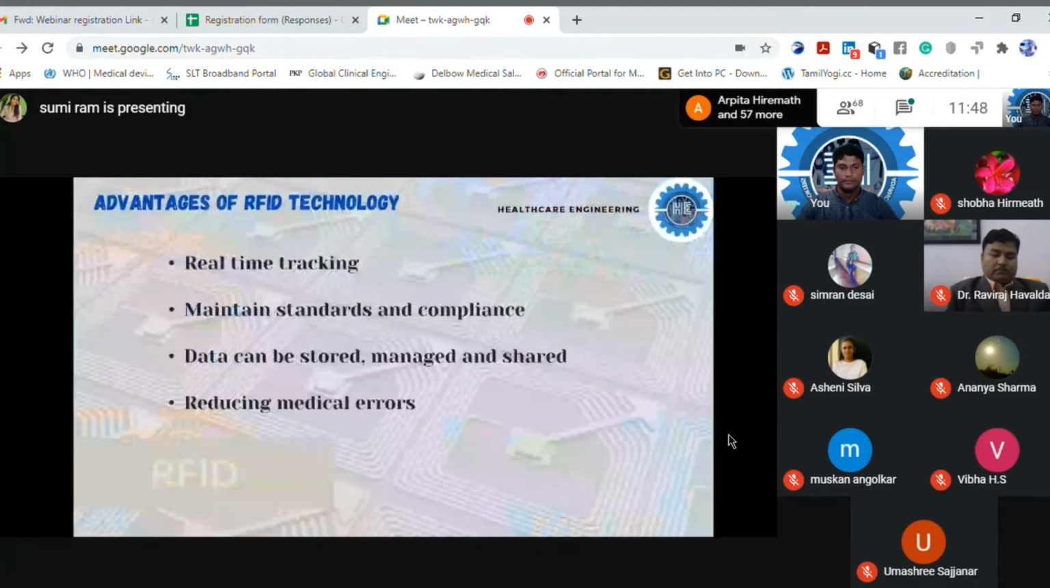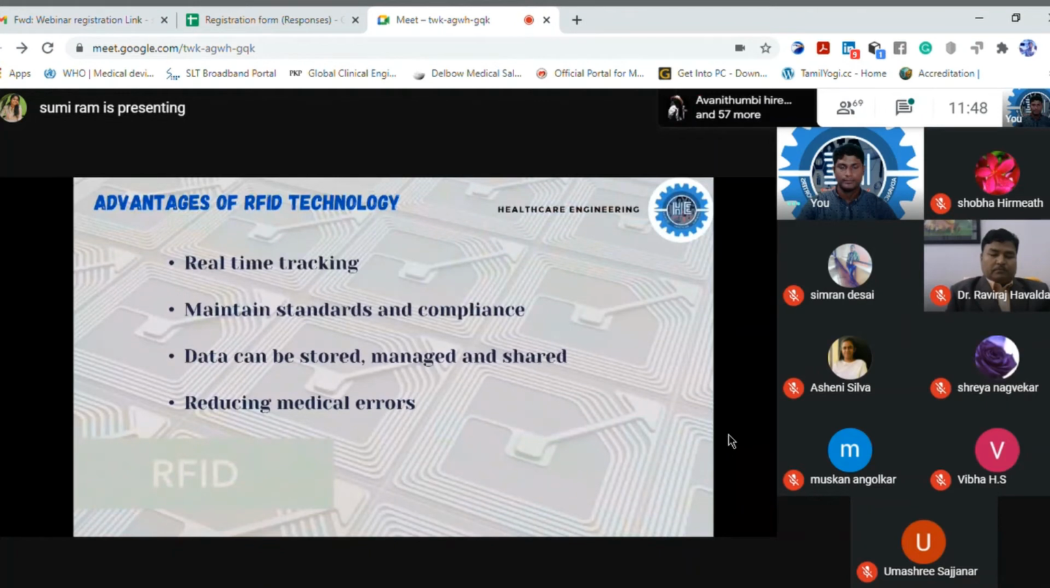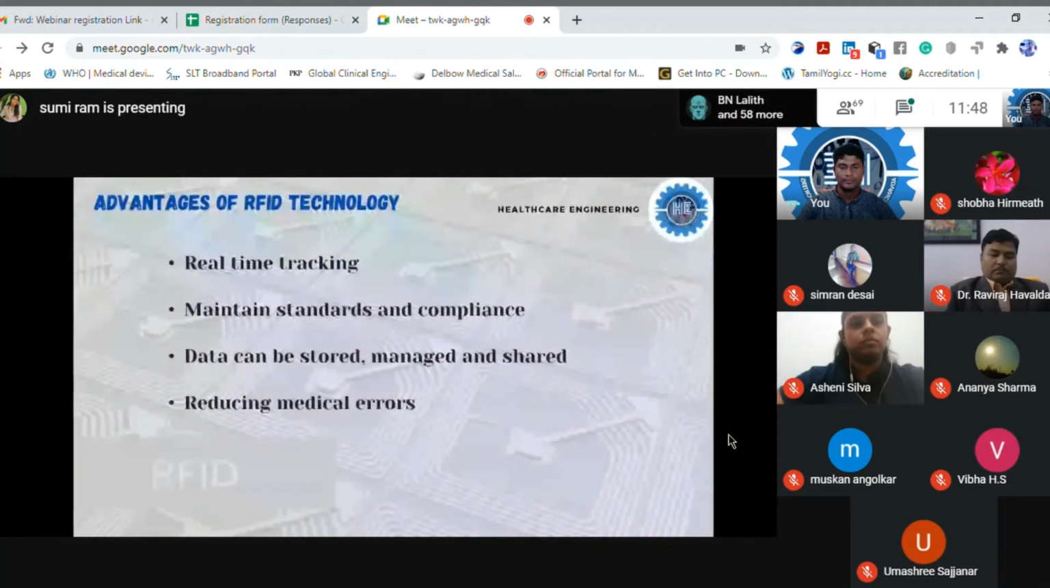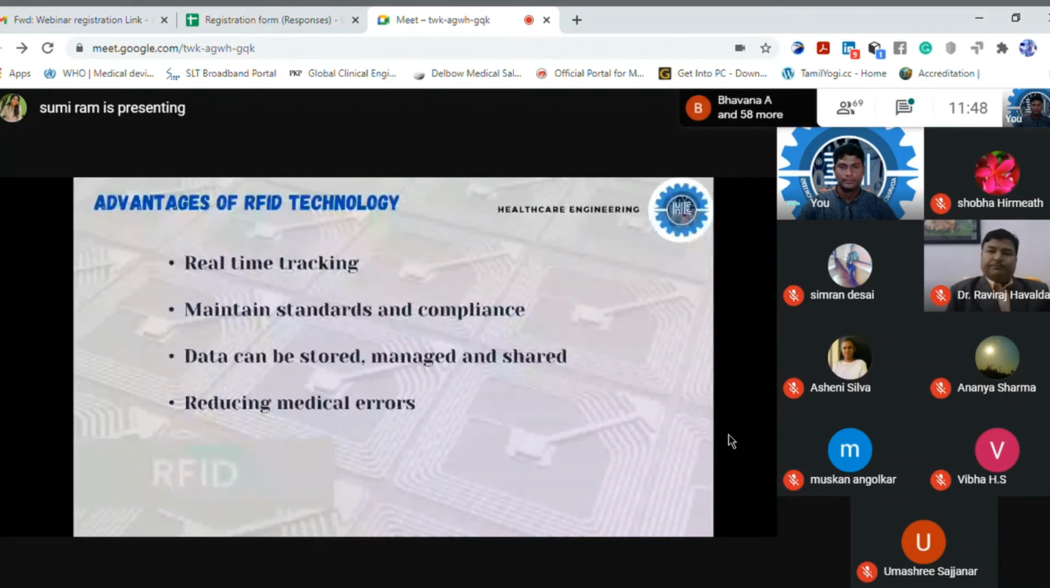So what are the advantages of RFID technology? The advantages include real-time tracking, maintaining standards and compliance, storing data, and reducing medical errors. So the first one, RFID technology in hospitals, supply chain management and labs offers real-time tracking of assets, products and lab samples.